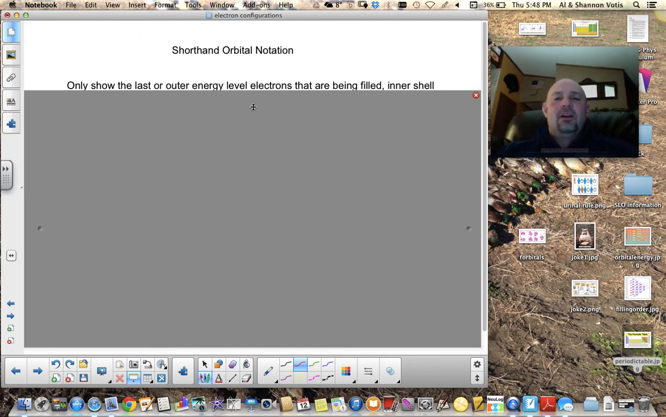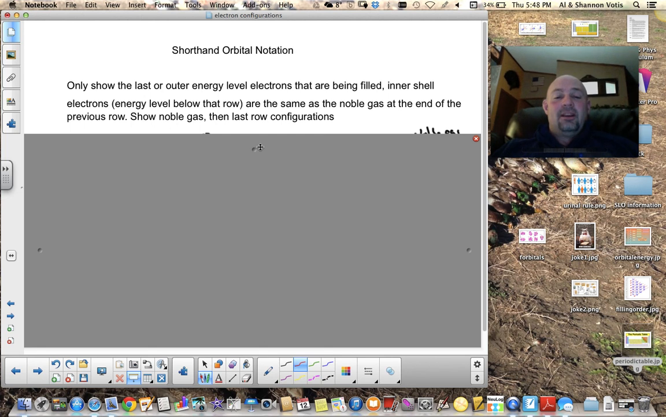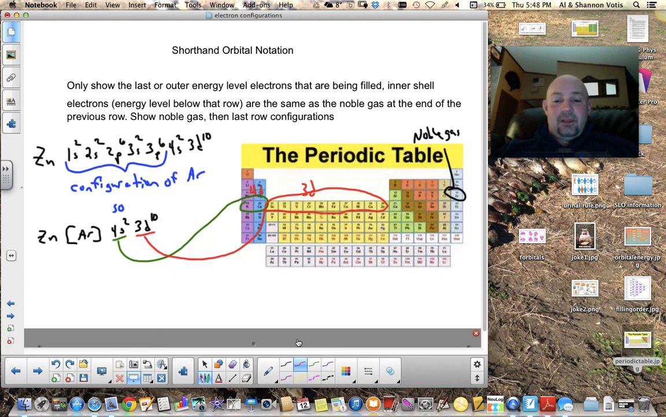Now, writing out long elements isn't going to be a lot of fun, because if we have 118 electrons, that's a lot of electrons to draw, or a lot of orbitals to write. So we also show a shorthand orbital notation. The shorthand orbital notation only shows the last row of electrons being filled in. All the electrons in the rows above are going to be exactly the same as whatever noble gas is at the end of the previous row. So we show the noble gas and then show what the last row's configuration is. Here we have an example again, taking zinc.